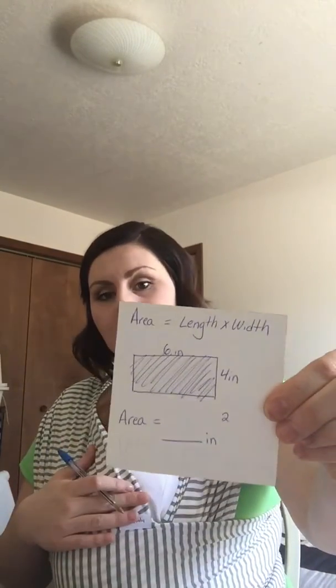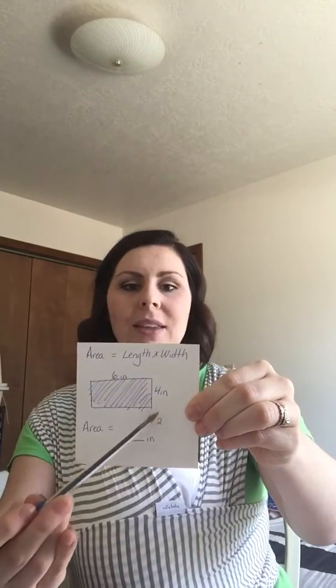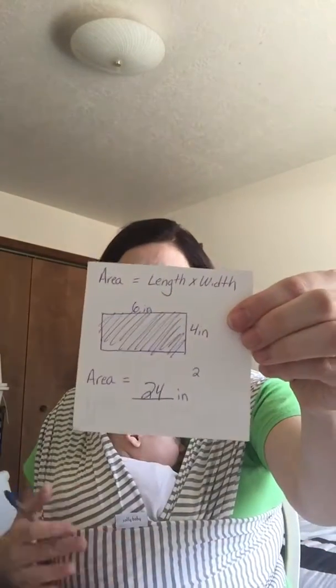In order to find out how much carpet we need to fill in the space inside the square, and I'll go ahead and shade that in so you guys can see what I'm talking about. In order to find out how much carpet is needed to fill in that square, we need to multiply these two numbers, the length and the width. So length times width, we need to multiply 6 and 4. So what is 6 times 4? Well, 6 times 4 is 24. So that means the area of that room is 24 inches squared.